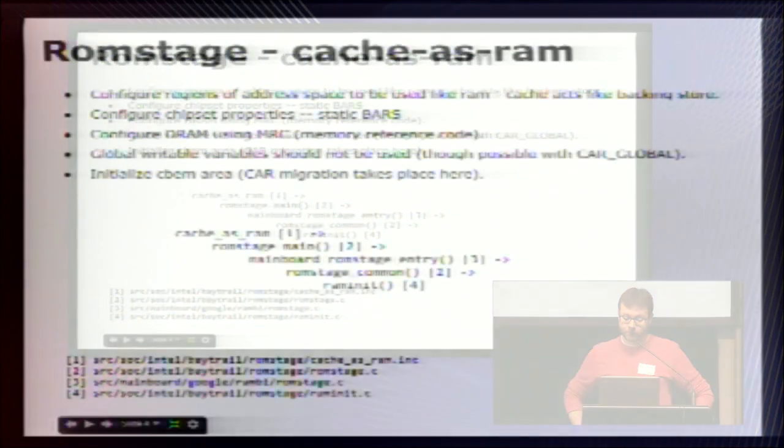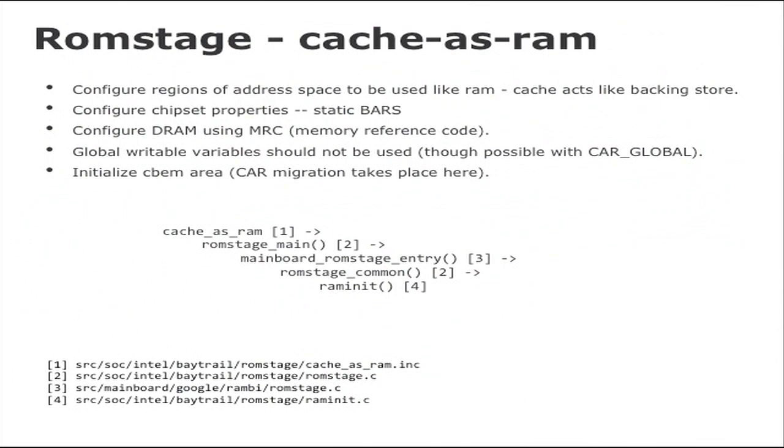We do that because, one, we don't want to use global variables in the cache as RAM. If you go digging through the coreboot code, you can find examples of the infrastructure using it, but once we tear down cache as RAM, and since the ROM stage is linked at execute in place with a known address space, those addresses disappear.